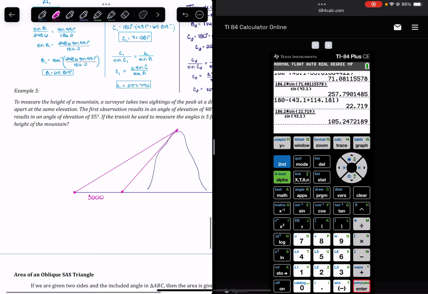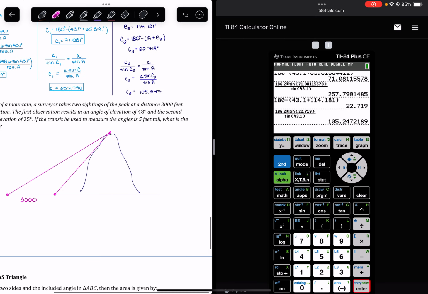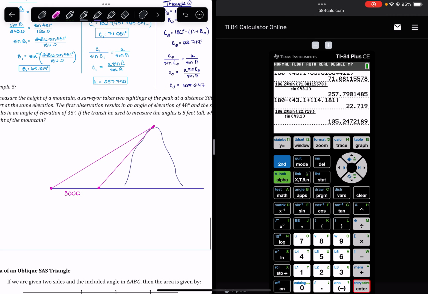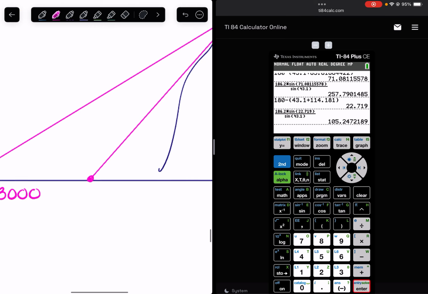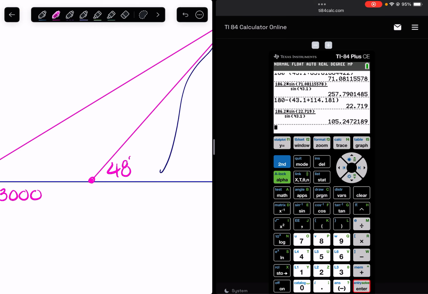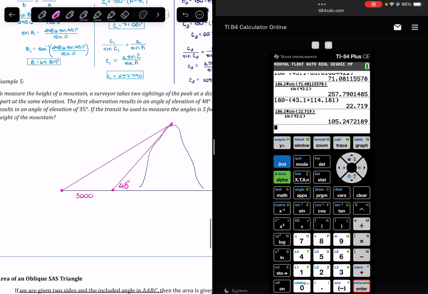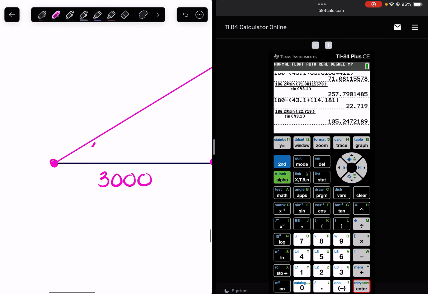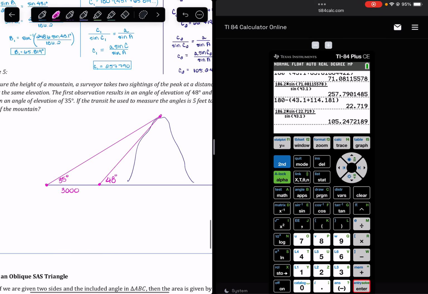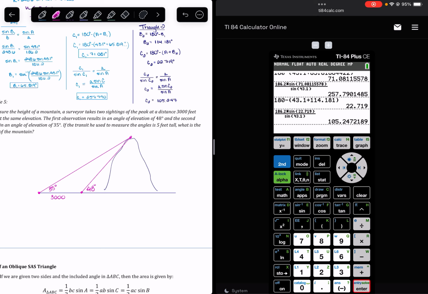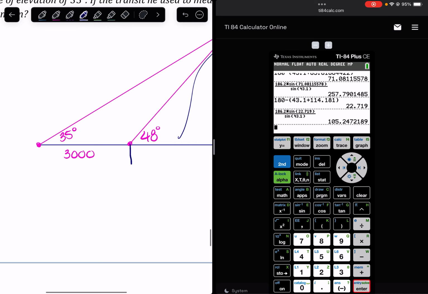Let's see. The first observation results in an angle of elevation of 48. The second results in an angle of elevation of 35. Remember, the closer you are, the further you've got to look up. So this angle here is the 48-degree angle because it's larger. The second one is the 35-degree angle because it's further away. If the transit he used to measure the angle is 5 feet tall, so a transit is like those little surveyors on the sides of the roads with the little tripods, that means these 2 survey points are an extra 5 feet off the ground.